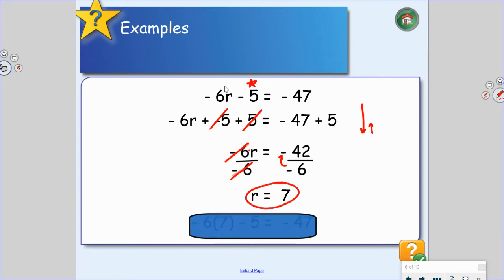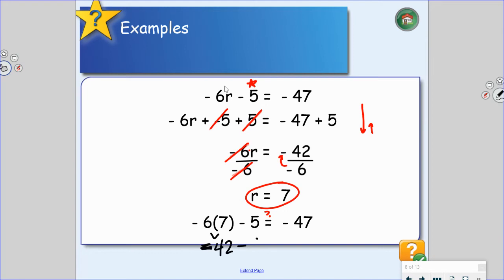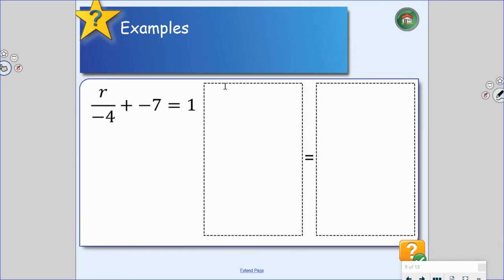Does that work? Let's go ahead and substitute in 7. I put a little question mark here. In this case, -6 times 7, the opposite of going up repeatedly is to go down repeatedly. I'm going to go ahead and change subtraction to adding the opposite. And we see a -47 is in fact equal to a -47. True statement. All right, let's move on to something different.